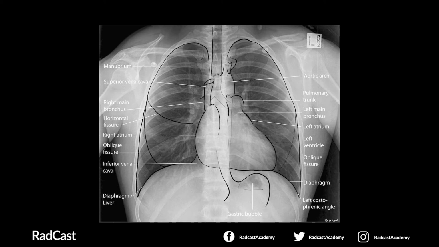This really does show the power of the chest X-ray in not only assessing lung pathology, but overall chest pathology and of the surrounding structures.